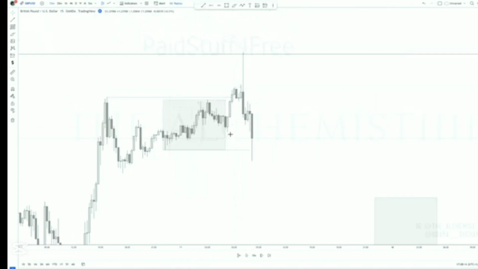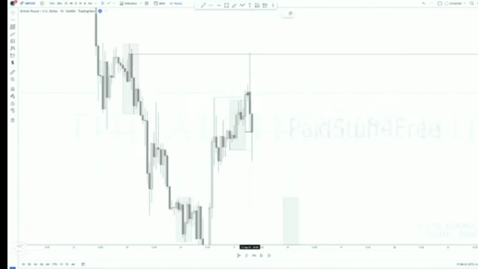Stop hunt, breakout structure, strong high, liquidity, high time frame point of interest, order block, and the rejection block. See that? It's the same exact thing.